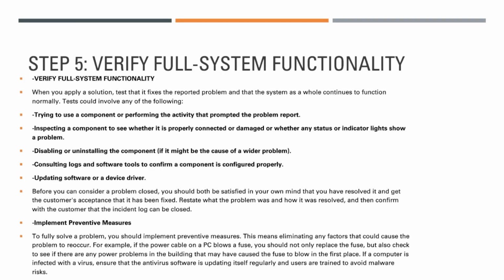Step 5. Verify full system functionality. When you apply a solution, test that it fixes the reported problem and that the system as a whole continues to function normally. Tests can involve any of the following. Try to use a component or perform the activity that prompted the problem report. Inspecting a component to see whether it is properly connected or damaged, or whether any status or indicator lights show a problem. Disabling or uninstalling the component. Consulting logs and software tools to confirm a component is configured properly. Updating software or device drivers.